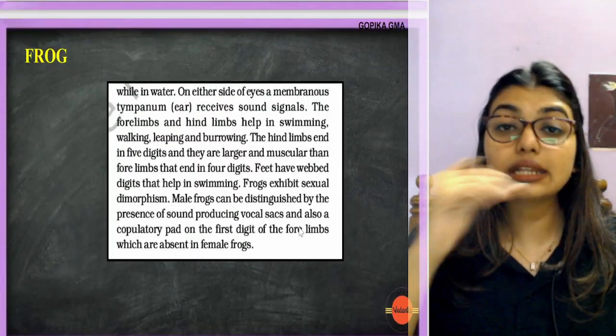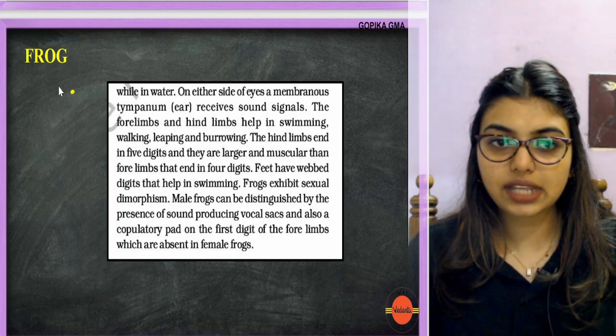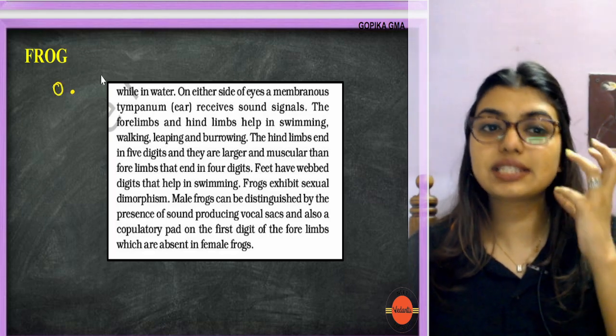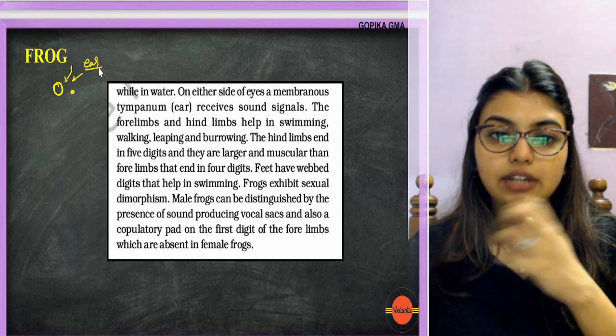Now on the other side of the eyes, so I drew an eye, all of you remember, on the other side of the eye there is the tympanum membrane. So there is tympanum that receives the signal. This is the one that is going to act like your ears.